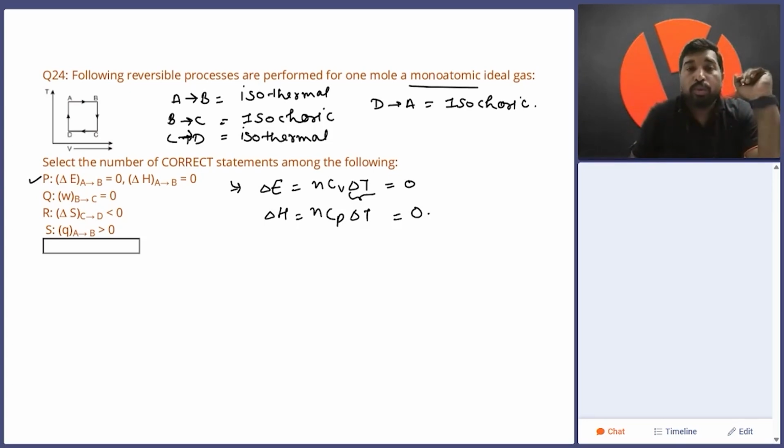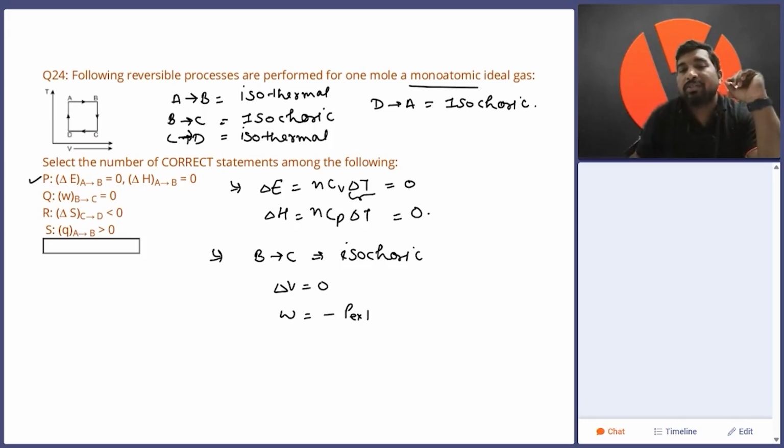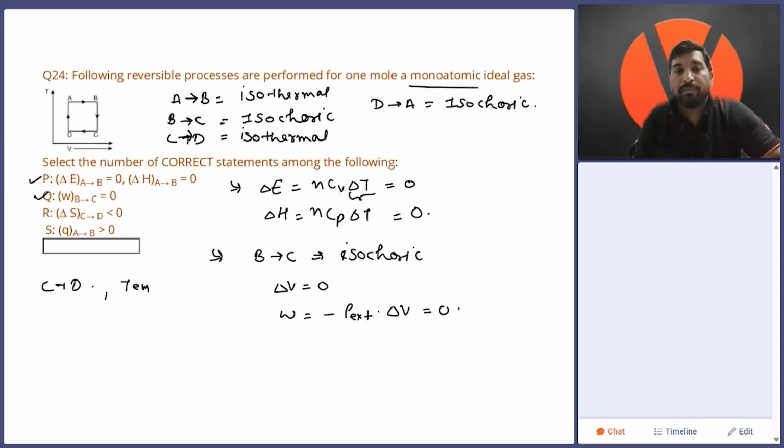For statement Q, that is B to C. B to C is definitely isochoric. For an isochoric process, we know that delta V is equal to 0, and you know the formula, minus P external into delta V, and the change in volume is 0, so the work done is 0. Yes, definitely statement Q is also right. If I'm talking about statement R, when we move from C to D, we can see here the temperature is constant, and the volume decreases.